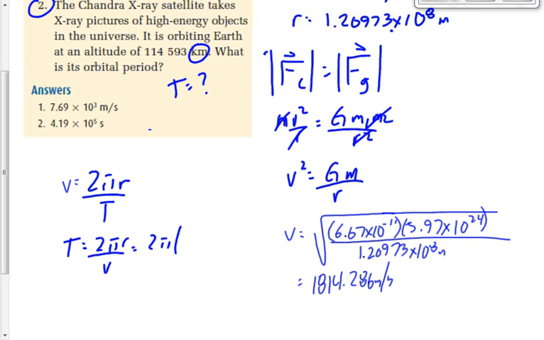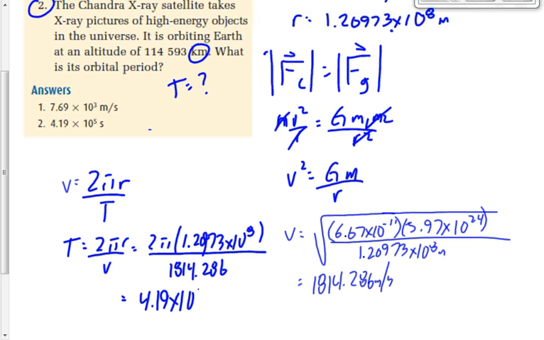2 times pi times R, again, is 1.20973 times 10 to the 8. Divide that by the speed of 1,814.286 meters per second. And when we do the math on that one, I think we're going to end up with 4.19 times 10 to the 5 seconds. Yep. Good.